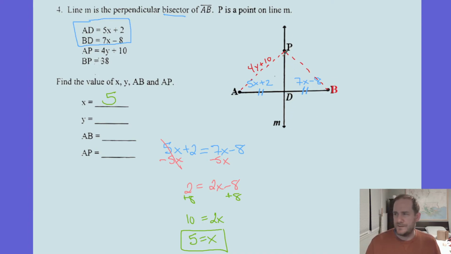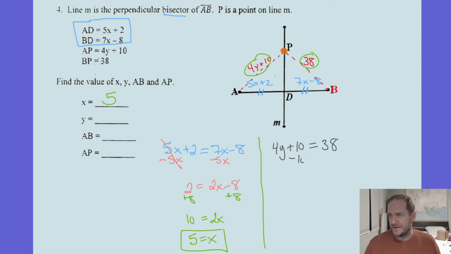And that's where our theorem kicks in. We were told that any point on the perpendicular bisector is equidistant from the ends of the line segment. Equidistant meaning these two distances are the same. So when they said BP is 38, they're telling you that if this is 38, then 4y plus 10 also must equal 38. So we can set up our equation then by taking the 4y plus 10 and setting it equal to 38. And then from there we solve.